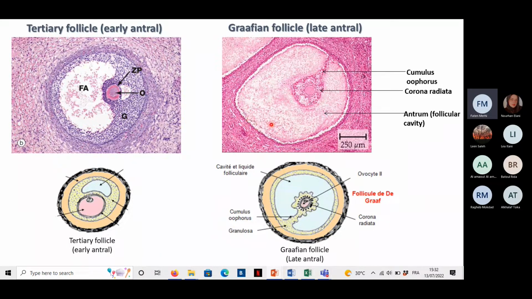Okay. And we will keep only a small amount of granulosa cells surrounding the oocyte. Okay, and this sort of granulosa cells forming a stalk connecting the corona radiata, those layers of granulosa, to the mural granulosa cells. Okay.